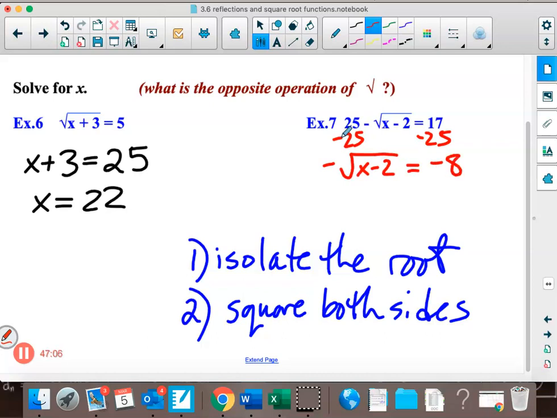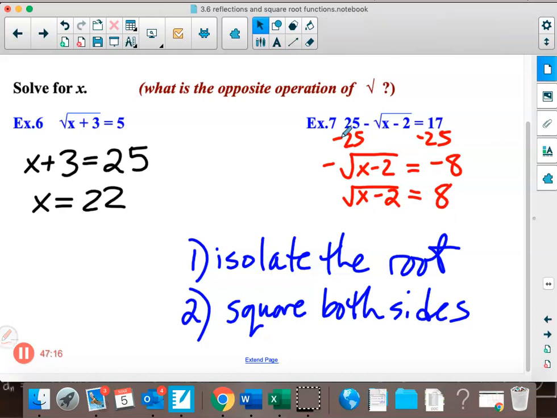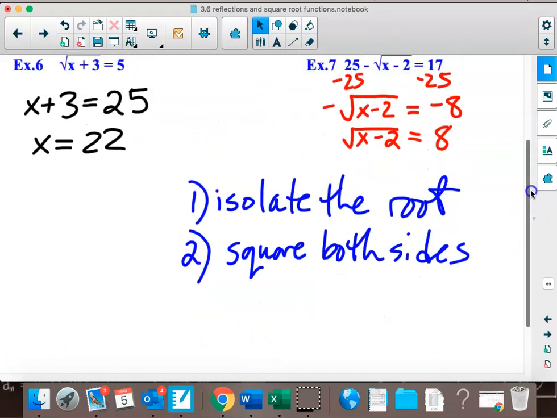What do I do next? Divide by negative. Could I multiply by negative? Yes, it's the same thing. All right. So square root of x minus 2 equals 8. Now what do I do? Square both sides.